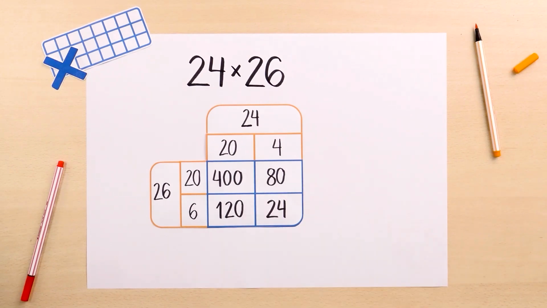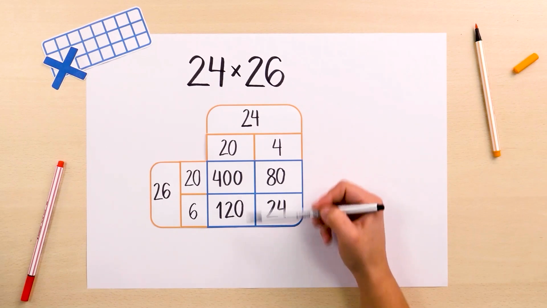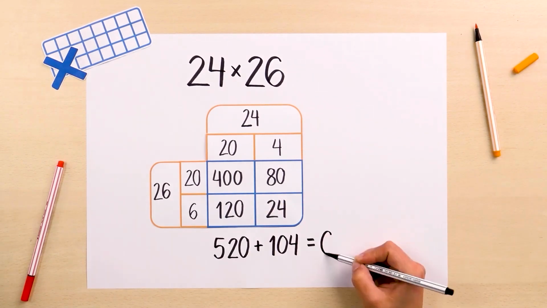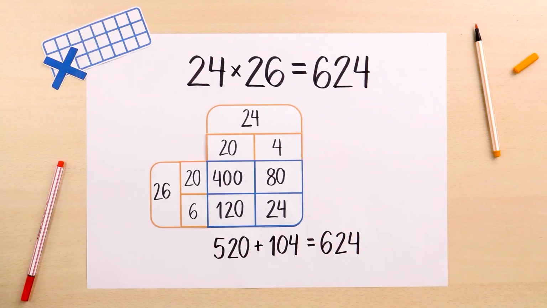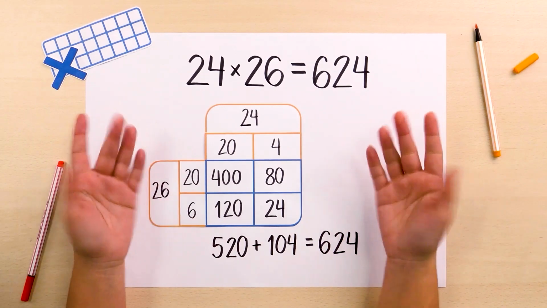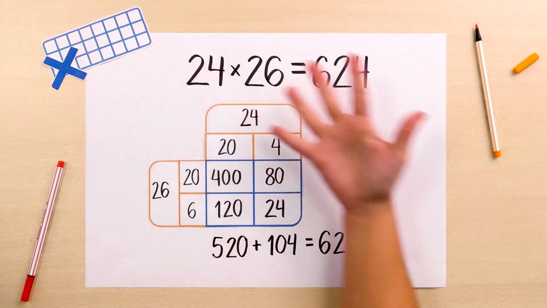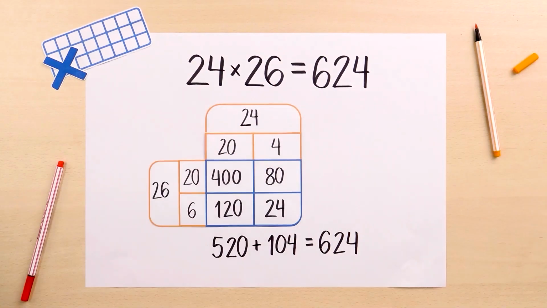Now we only need to add, and we can do it by rows, by columns, or freely, as we wish. In total, we have 624. Ultimately, we have seen that the rectangular model allows us to carry out multiplications in a transparent way, which is flexible for both the breaking down we choose and the partial additions we do.